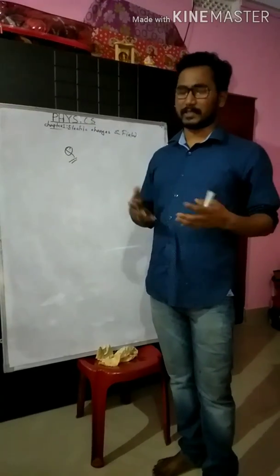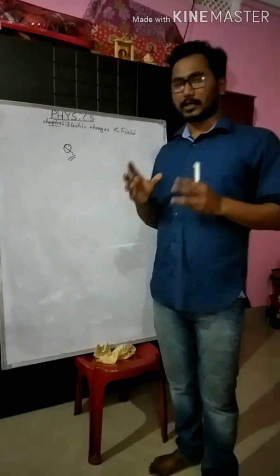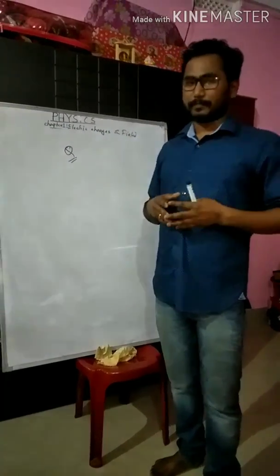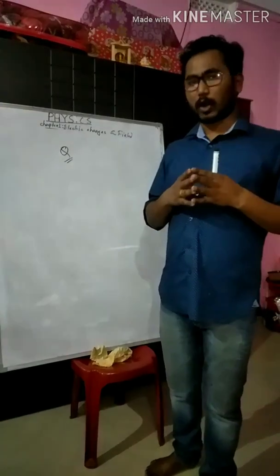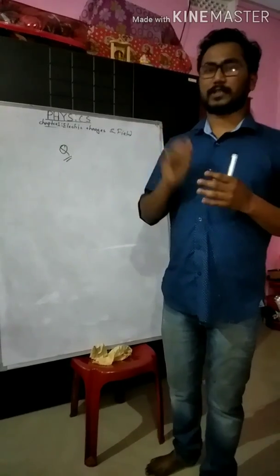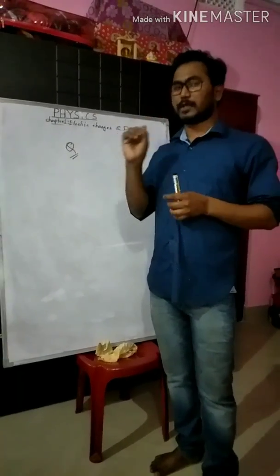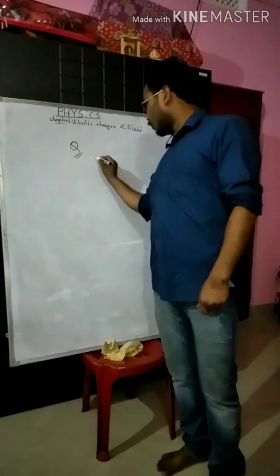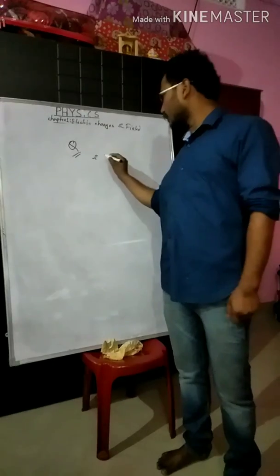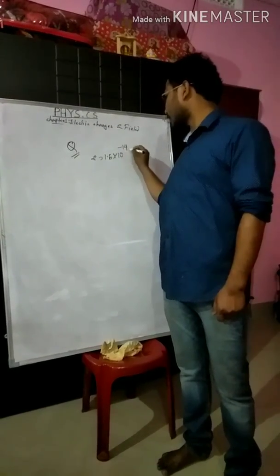Quantization of charge means that if you want to find out the charge present in any object, that charge will always be equal to the number of the smallest particles of charge present in that object. The smallest particle of charge, which we denote by e, has a value of 1.6 into 10 to the power minus 19 coulomb.